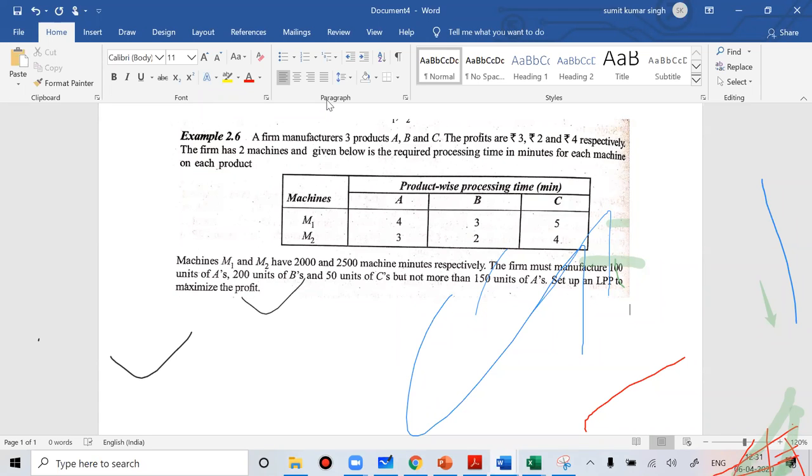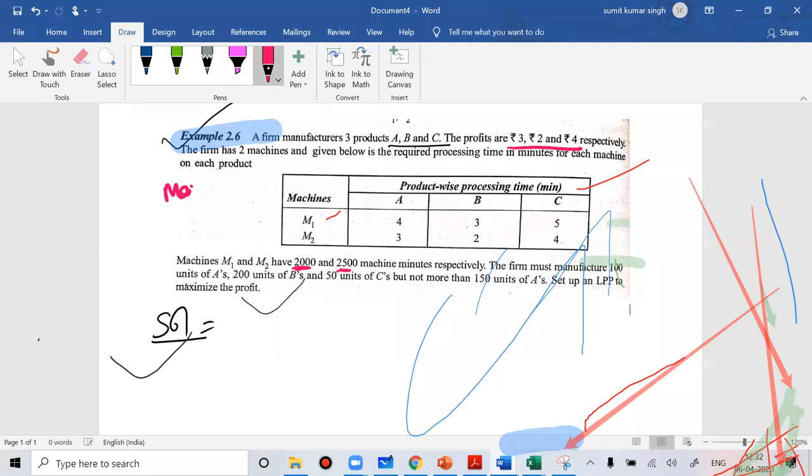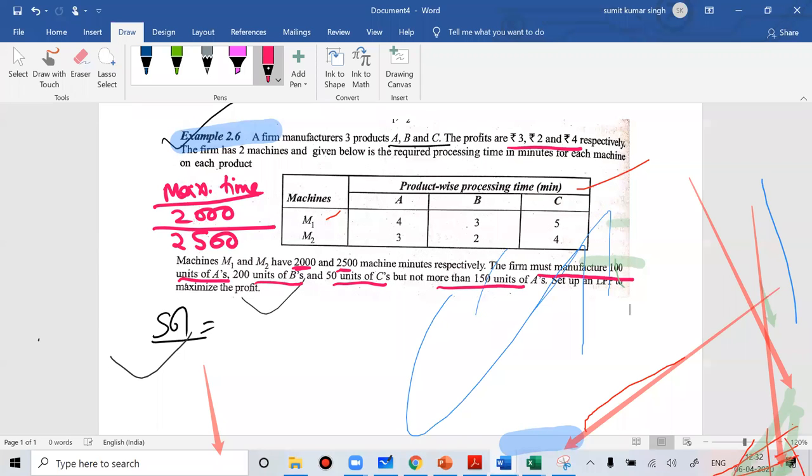Everyone, try to solve this question. How will you solve this question? A firm manufactures 3 products, A, B, and C. They are giving you the profit on A, B, and C, and they have two machines, M1 and M2, with the time given. M1 and M2 have these many machine units. The maximum time for M1 is 2000 and the time on M2 is 2500. They must manufacture 100 units of A, 200 units of B and 50 units of C, but not more than 150 units of A. Set up the LPP to solve the problem.